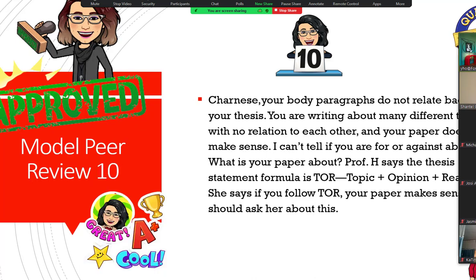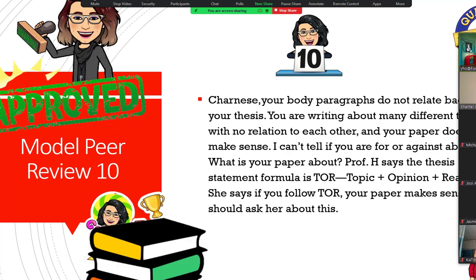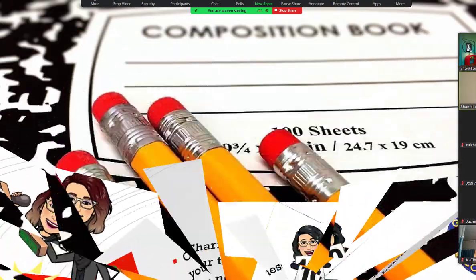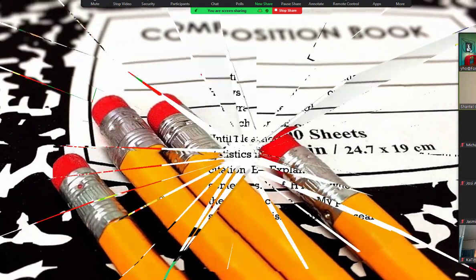Charnice, your body paragraphs do not relate back to your thesis. You are writing about many different ideas with no relation to each other, and your paper does not make sense to me. I can't tell whether you are for or against abortion. What is your paper about? And Professor H says that you need to have a thesis statement that follows this formula: topic plus opinion plus reason. She says that if you follow TOR, your paper will make sense. So you should ask her about this.